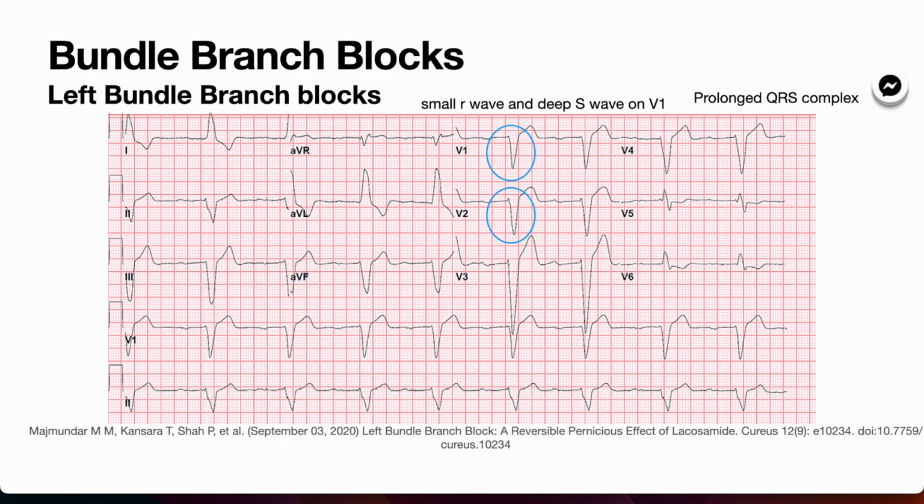Similarly, you can see here a very small R wave but a deep S wave on V1, and a prolonged QRS complex. You may not see some notching, but this clearly shows that this is a left bundle branch block.